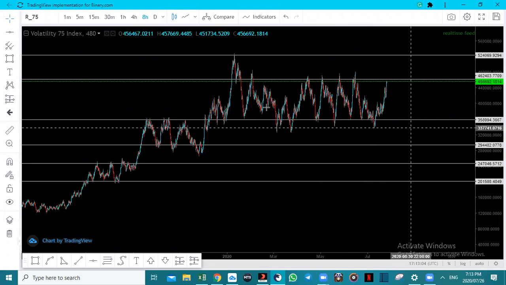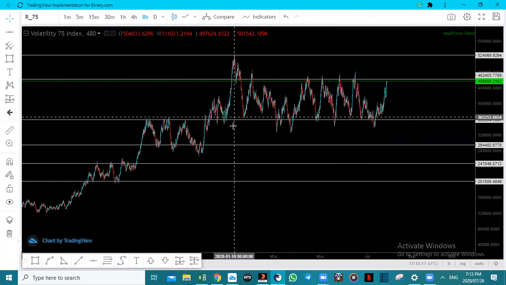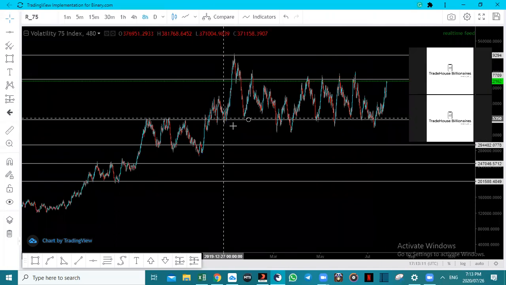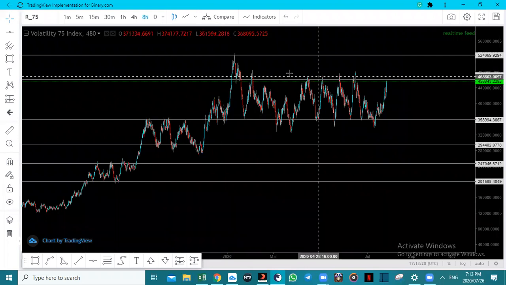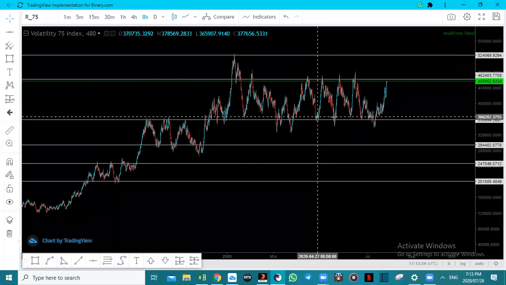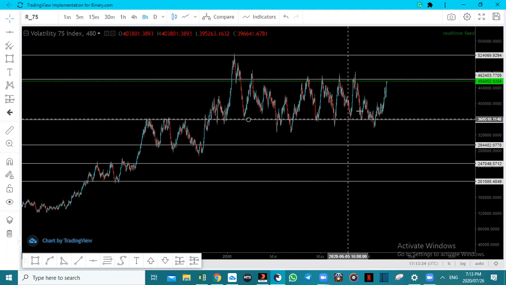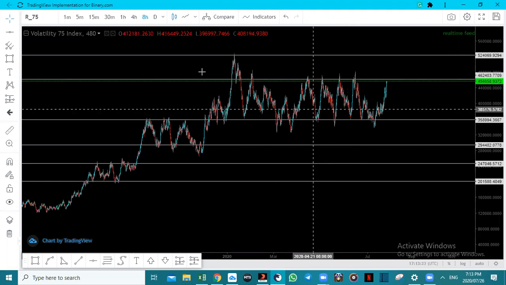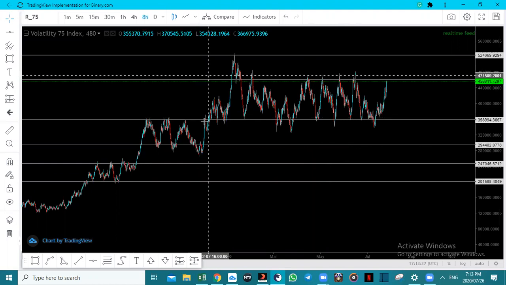What you generally want to do is buy price when it is at support and sell when it is at resistance. When the market was at resistance, it came back down to support. It's happened repeatedly. So these areas that we have identified are important levels.